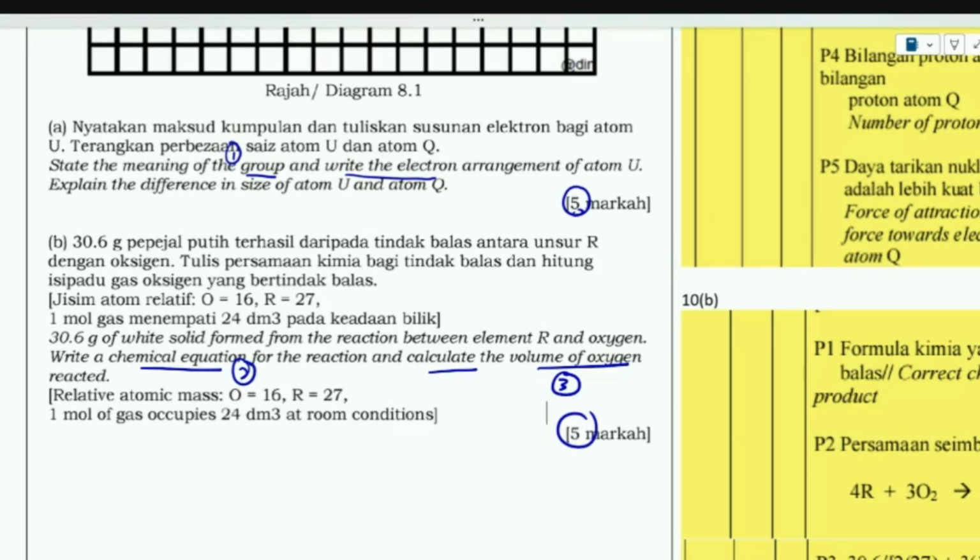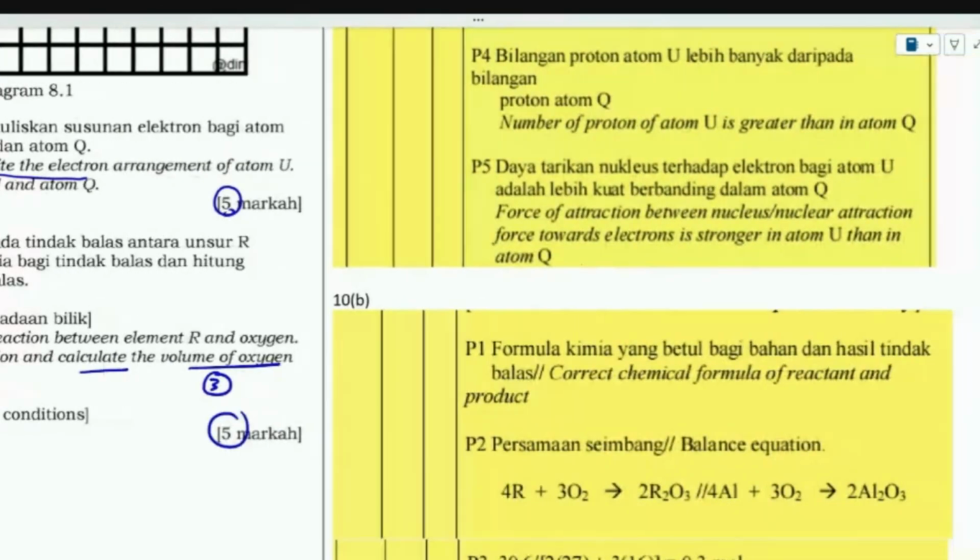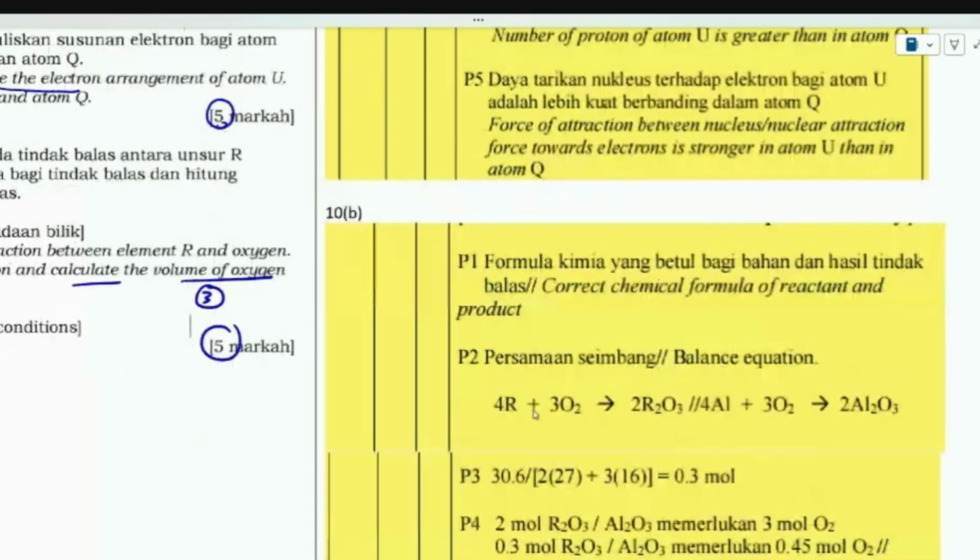I think this one is our last question. For the first equation, R is aluminium, right? It reacts with oxygen, so it forms aluminium oxide, Al2O3. Then you need to balance the equation, so you get it like this. This is 2 marks: point 1, formula all correct, 1 mark; point 2, equation balanced, 1 mark.